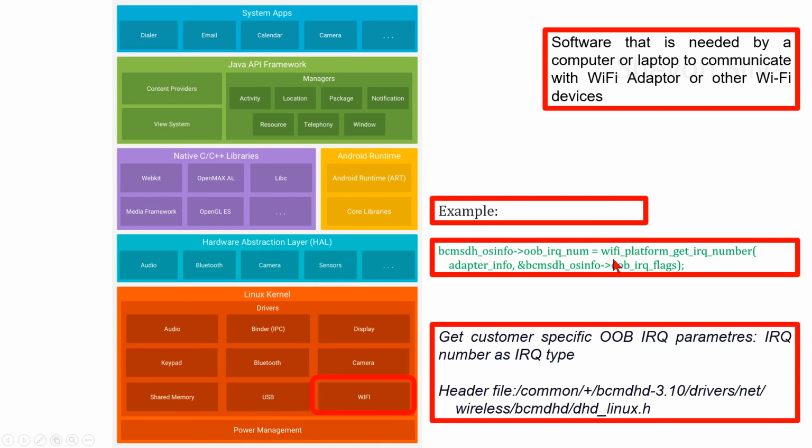As an example, we can consider the wifi_platform_get_irq_number function. It gets the customer specific OOB IRQ parameters, that is the IRQ number and IRQ type. The relevant header file for this function is /common/plus/bcmdhd/3.10/drivers/net/wireless/bcmdhd/dhd_linux.h header file.